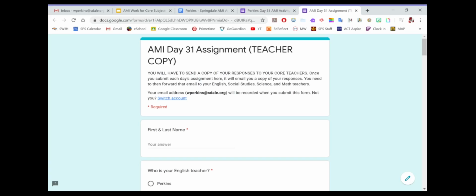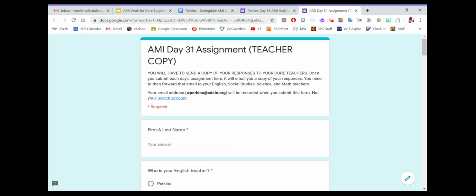Okay, so now that we've gone through the AMI packet, we've gone through the Google slides, let's take a quick look at the Google form that you're going to complete for today. So, AMI Day 31 assignment, mine says teacher copy because I made a copy, so my responses won't be sent to your teachers. In big capital letters, it says you will have to send a copy of your responses to your core teachers. We will address that at the end of the video.